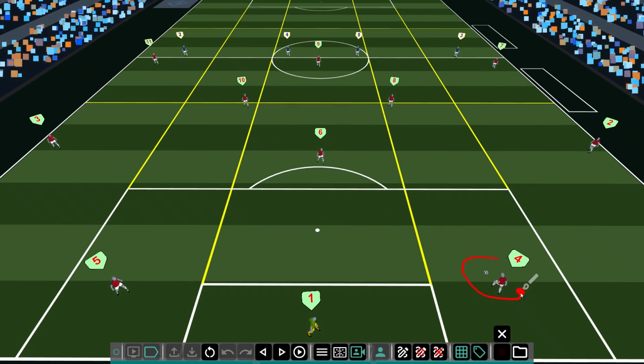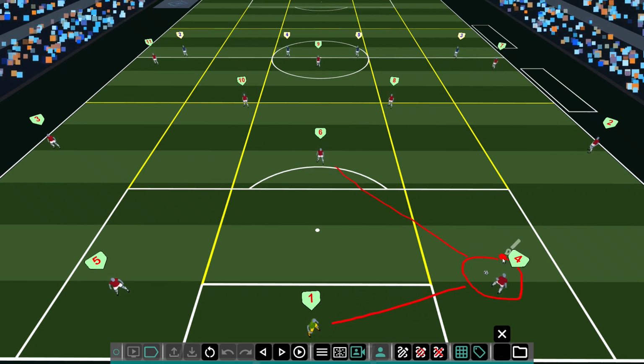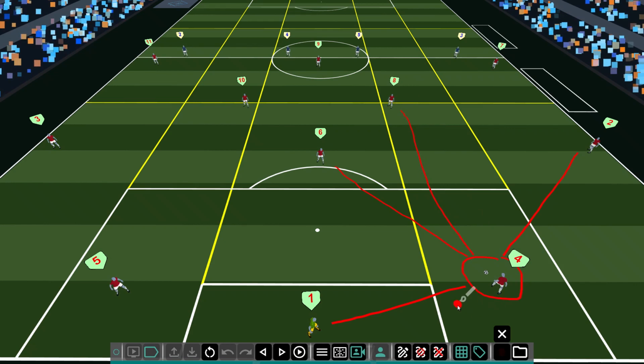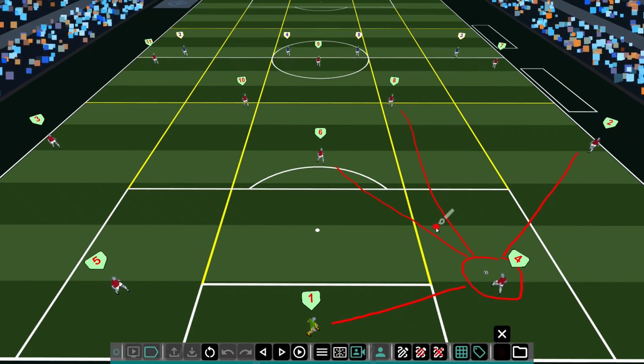when we're in possession, the number 1 player is the player that's on the ball. The number 2 players are those that are around the number 1 that could receive a short or shortish pass to link play. And then the number 3s are away from the ball, and that's everyone else.